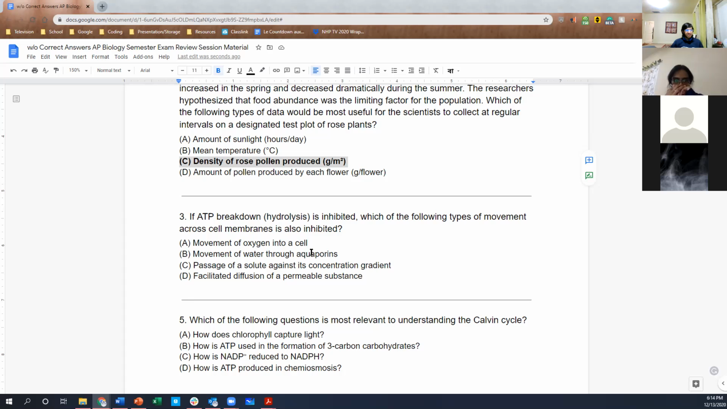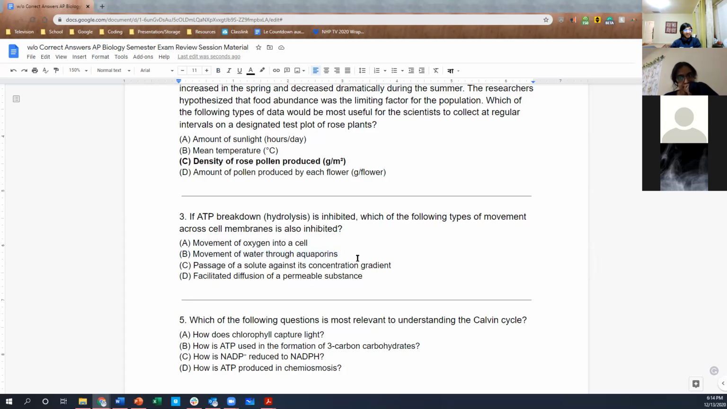Movement of oxygen into a cell? Well, we know that oxygen is a small non-polar molecule, so it can easily go through the cell membrane. It doesn't need energy to go through the cell, right? So it's not A. Movement of water through aquaporins? Well, we don't need energy for aquaporins because aquaporins are channels where facilitated diffusion happens, right? Because that's where it's passive transport.